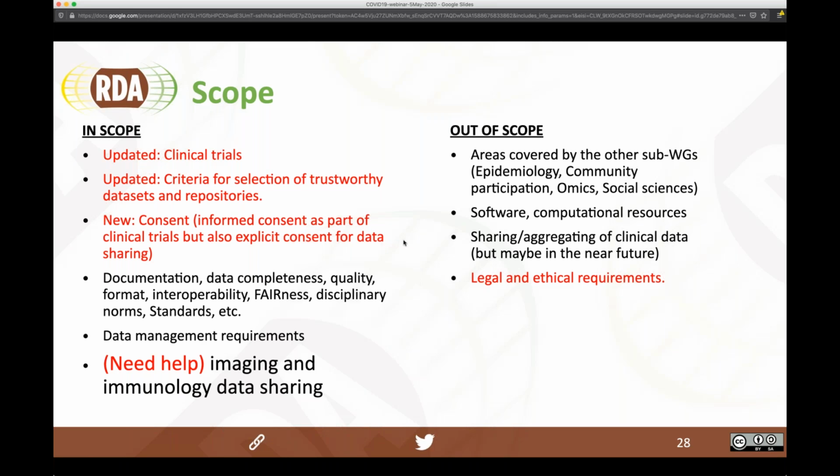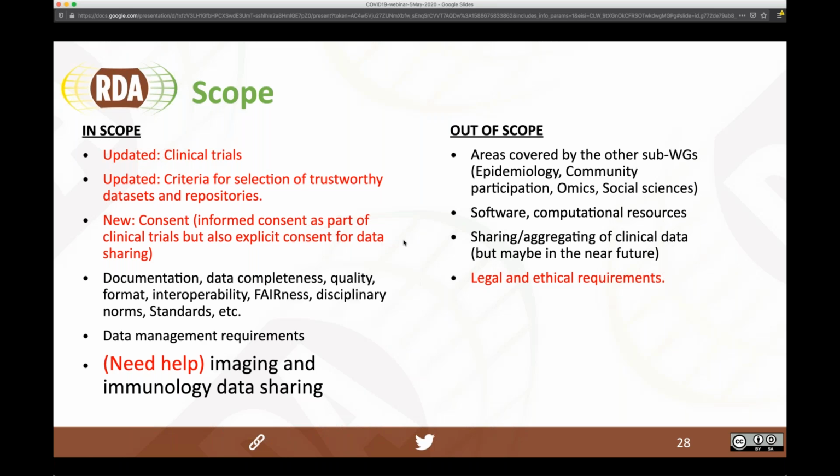And for our group, we really need people who have the expertise mentioned in the bullets colored black. We especially need people that have expertise in imaging and immunological data sharing experiences. So if you know somebody, please ask them to join our group, and we need their help.